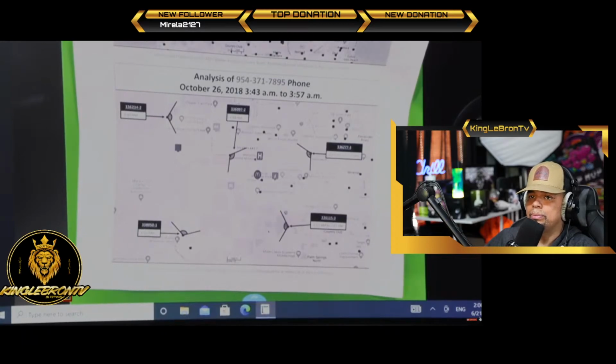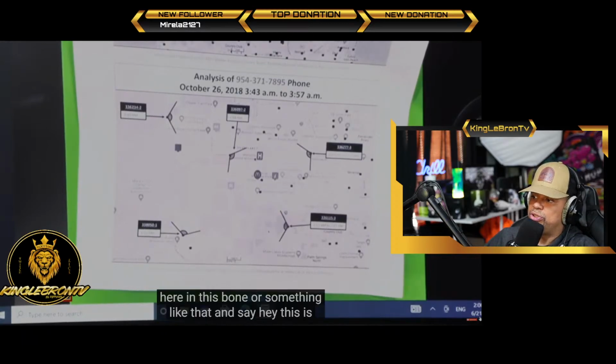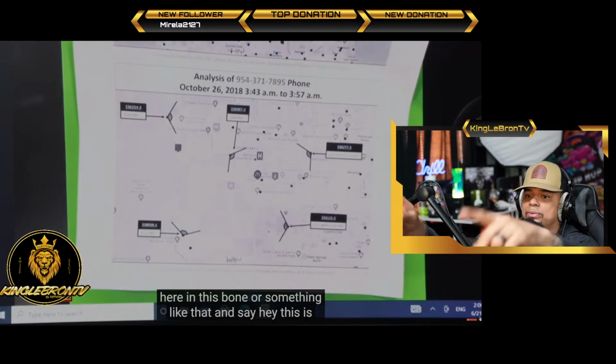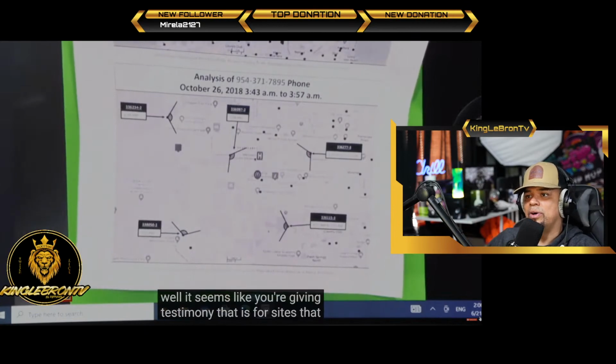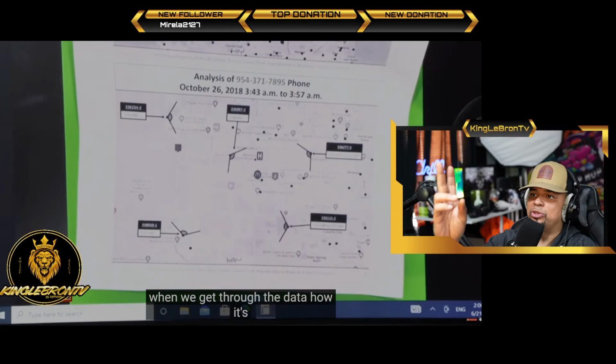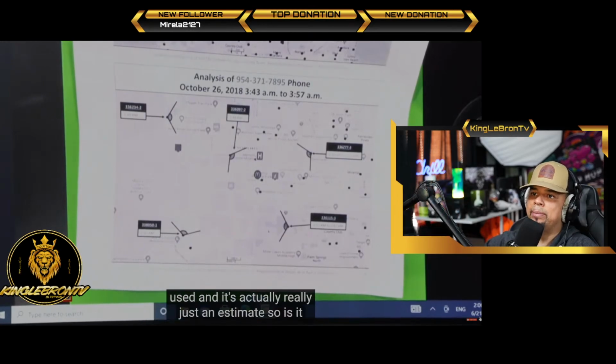If you see these little tower records, it seems like you're giving testimony that it's precise, but when you get through the data, it's really just an estimate. So is it precise, or is it an estimate that you're giving us?